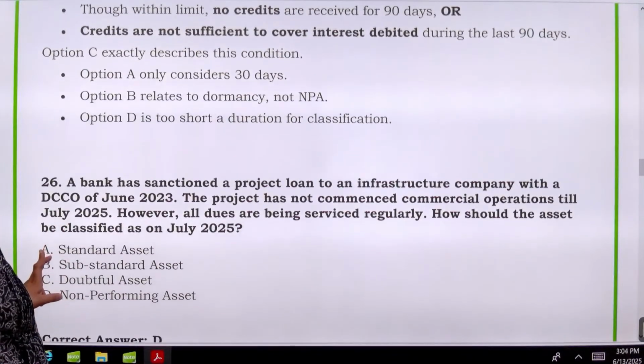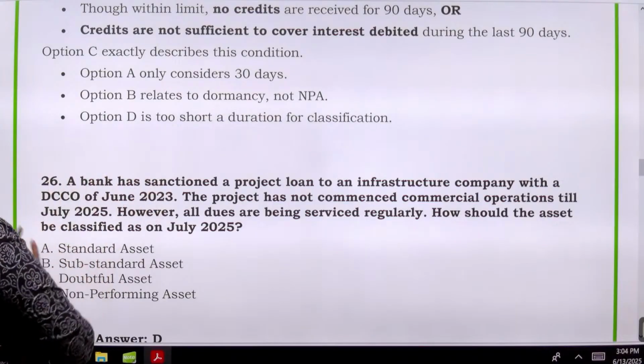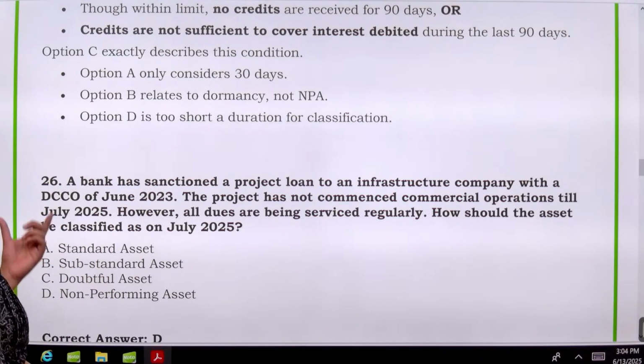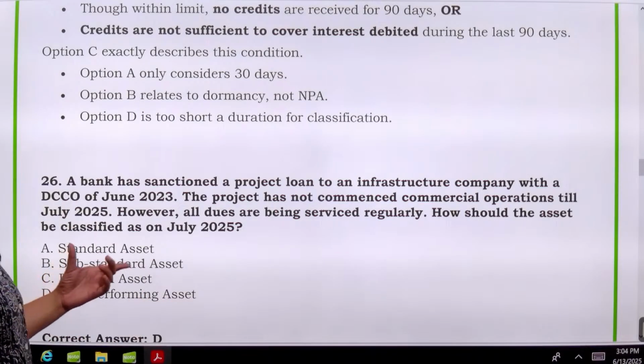Now, a bank has sanctioned a project loan to an infrastructure company. As on June 2023, it was the date of commencement of operations. The project has not commenced commercial operations till July 2025. However, all dues are being paid. But still, this would be called a non-performing asset.